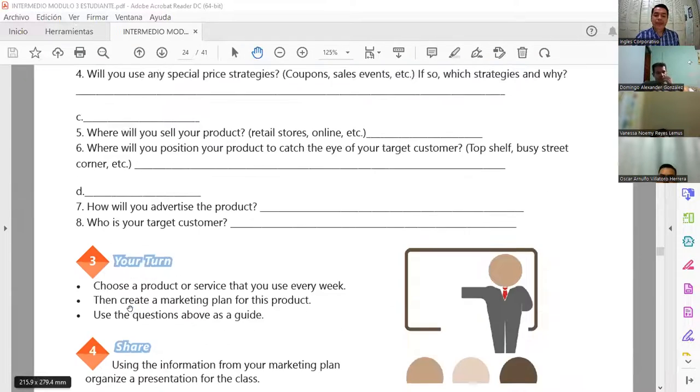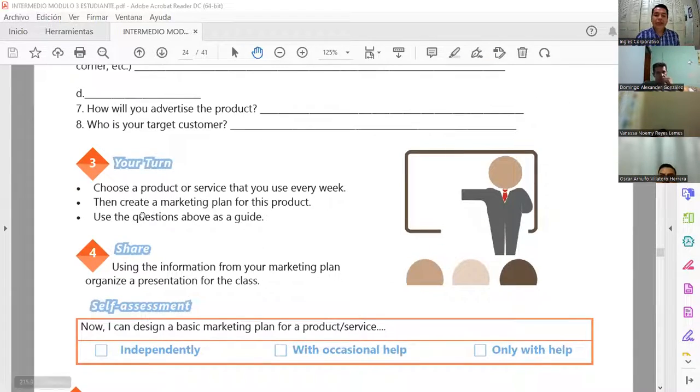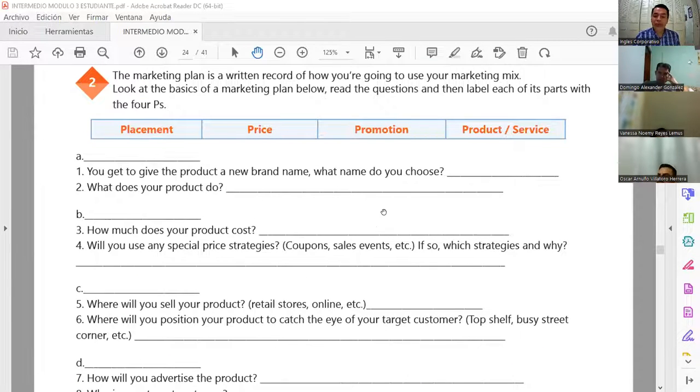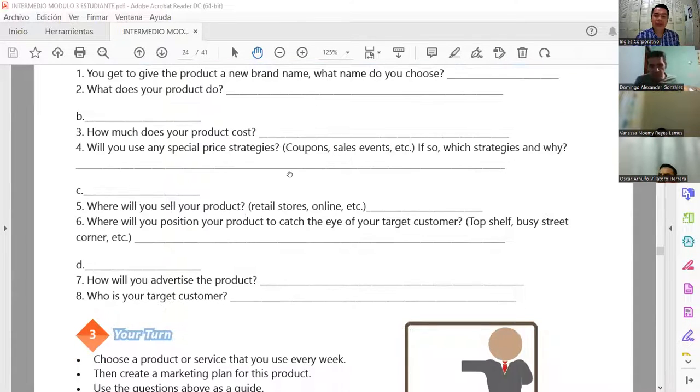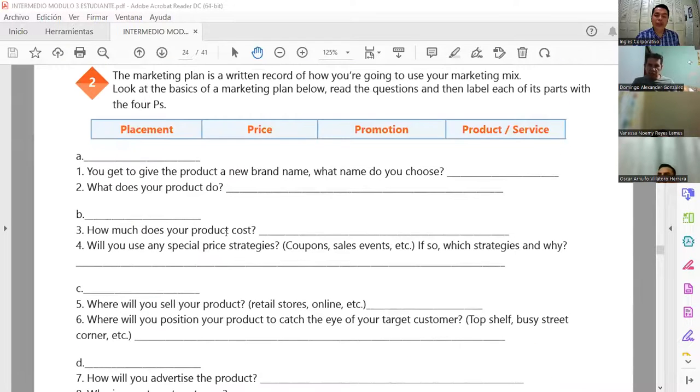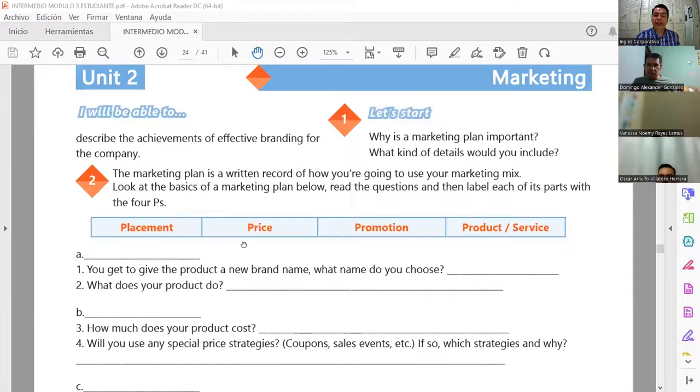And now, it says, choose a product or service that you use every week. Well, I don't say that you use every week. Please invent your product, right? Then create a marketing plan. What is the marketing plan? Look, all of this is your marketing plan, right? And then use the questions above as a guide. So this is the guide. You're going to use all these questions and create your marketing plan, right?